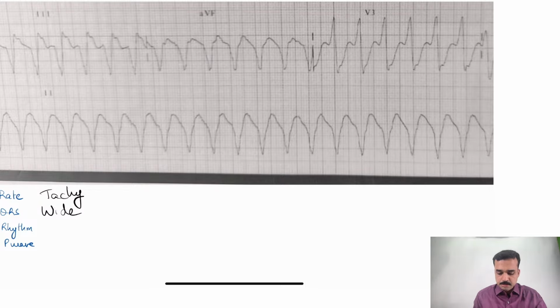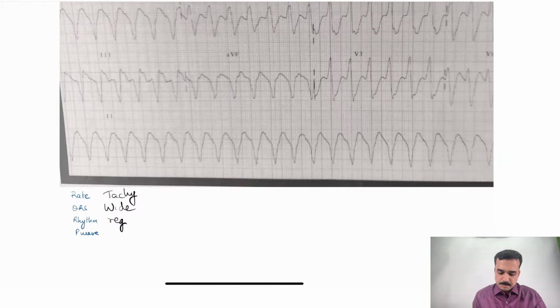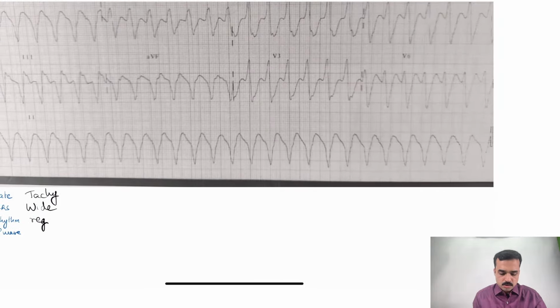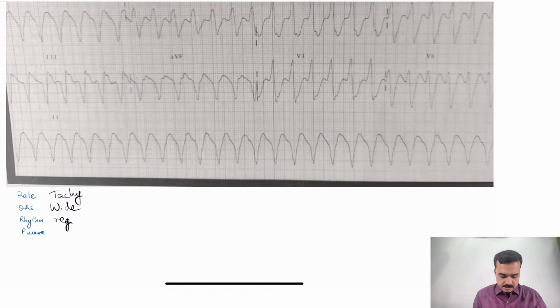And then look at the rhythm. It's regular, right? There's hardly any irregularity. It's just too fast, quite fast. So no question of irregularity. It's definitely regular, and you don't need this aspect. But anyway, is there a P wave or not? You can hardly make out any P wave. So this is not so important anymore, because just with the first 2 points itself, you are sure.